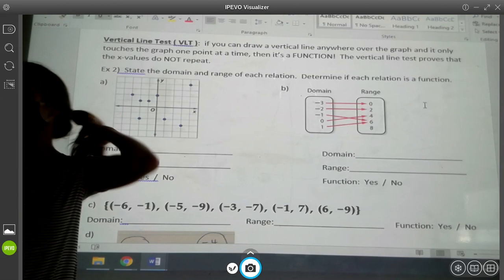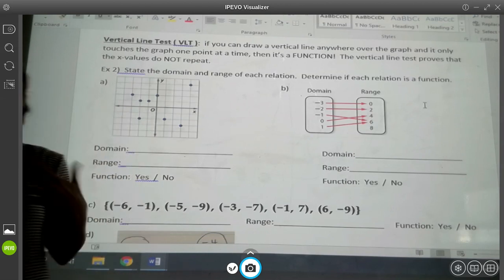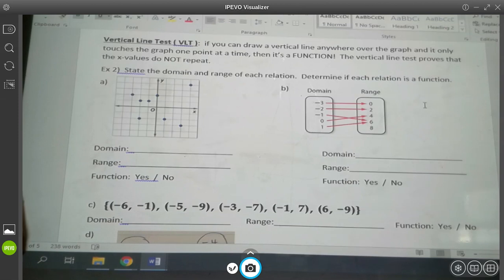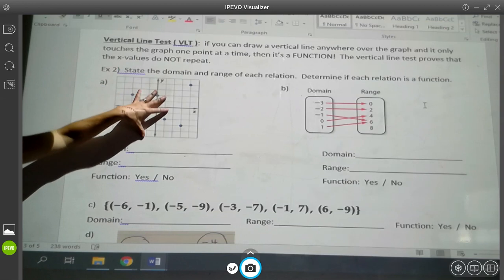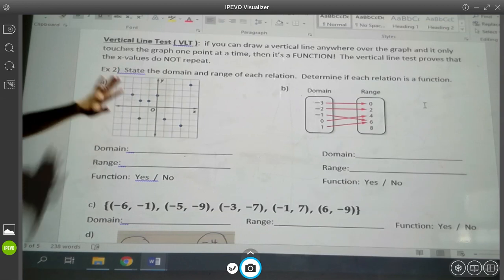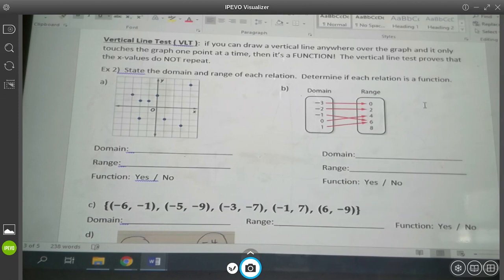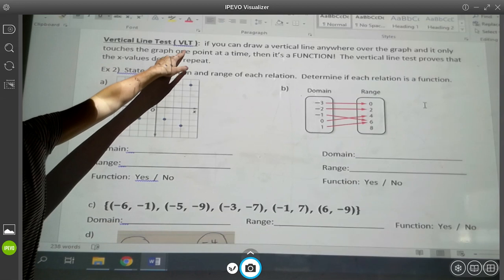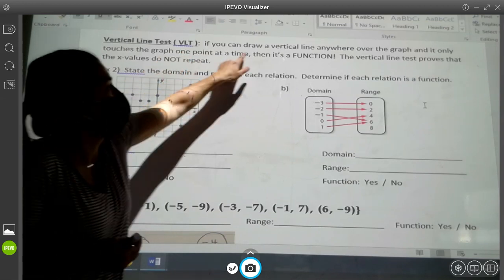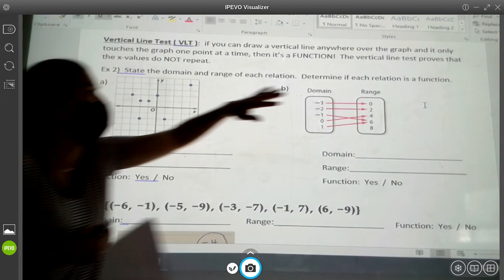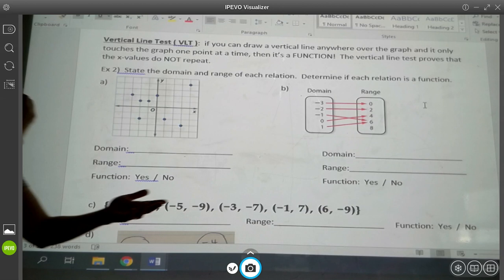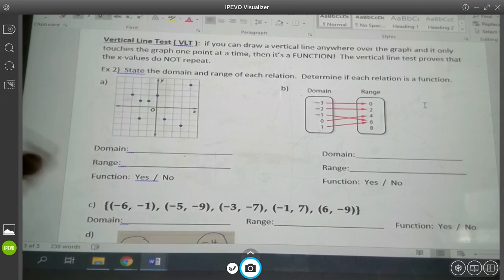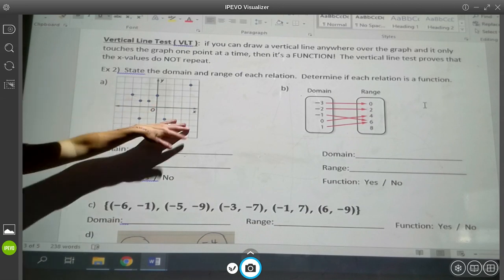So if you're looking at a list of ordered pairs, then you can tell whether or not it's a function by whether the x's repeat. But if you're looking at the graph and you want to know, does this graph represent a function, then we have something called the vertical line test that will help you quickly realize whether or not it's the graph of a function. So the vertical line test, or the VLT for those cool kids, says if you can draw a vertical line anywhere over the graph and it only touches the graph at one point at a time, then that's the graph of a function. The vertical line test proves that the x values do not repeat, okay? All right, so let's look at example 2.